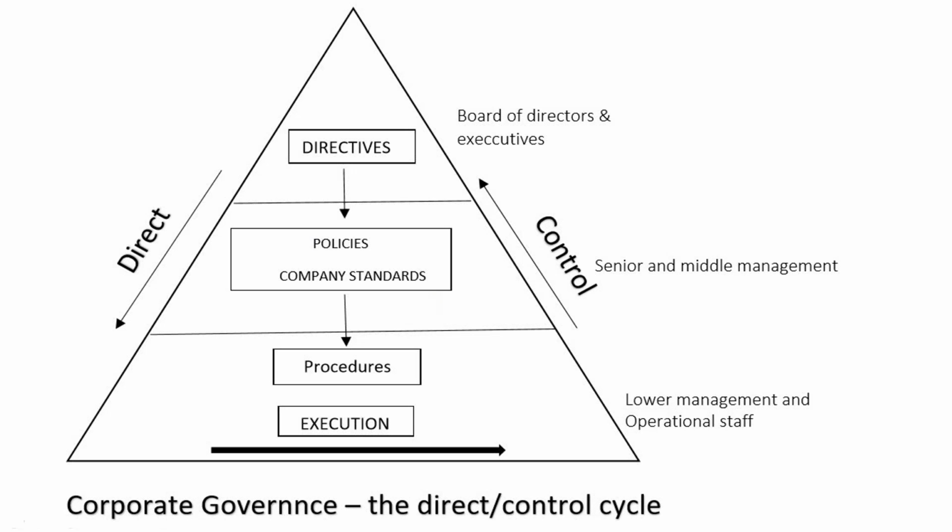If you look at this diagram, you have the directives coming from the board of directors and senior executives sitting at the top. Then you have the senior and middle management sitting in the middle. And then you have the lower management and the operational staff. So the directives come from the top. That's where the governance is coming from. The board of directors own the governance. That is what they use in governing and directing the organization.